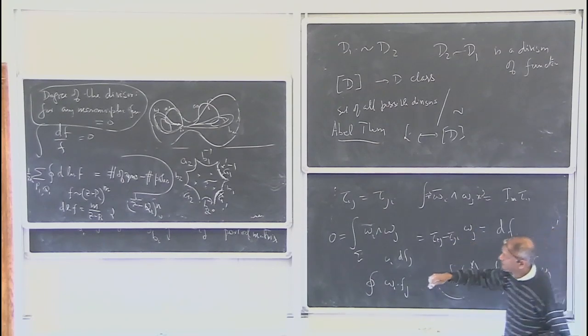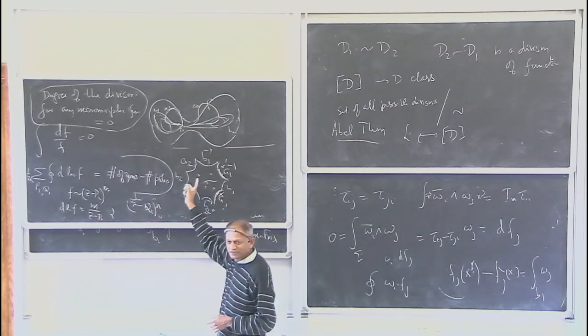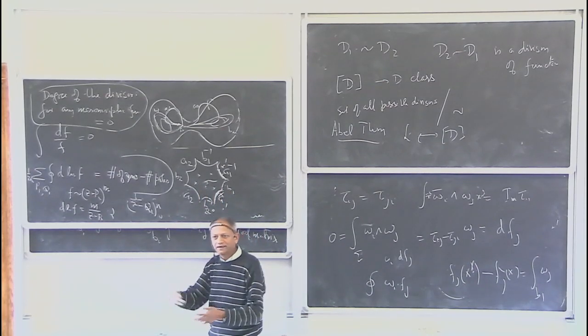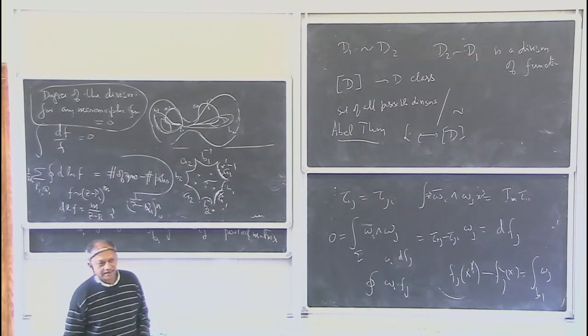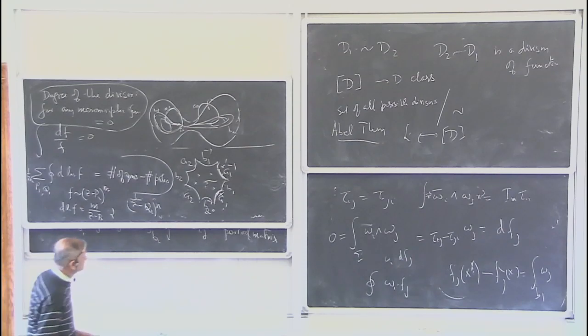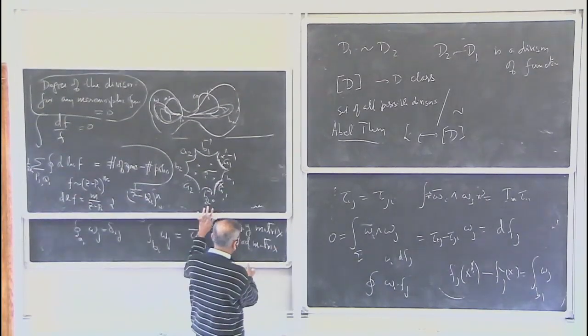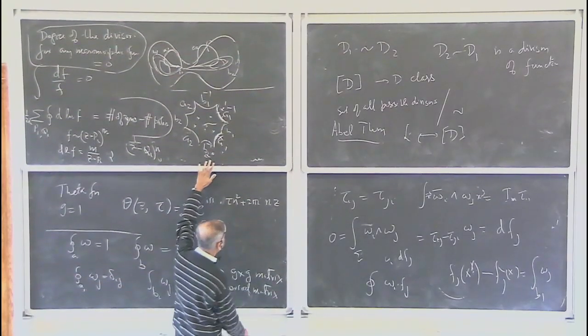So that's why this picture is very useful. Cutting it open, you can do a lot of manipulations and get many interesting results. Anyway, so the upshot here was that tau now is a g by g matrix.